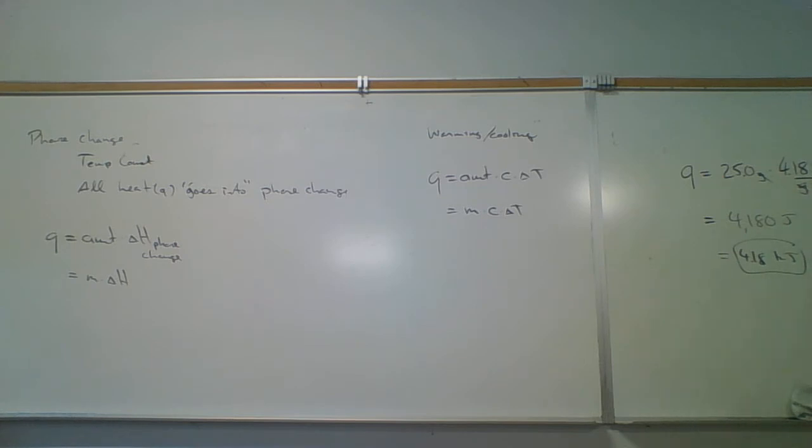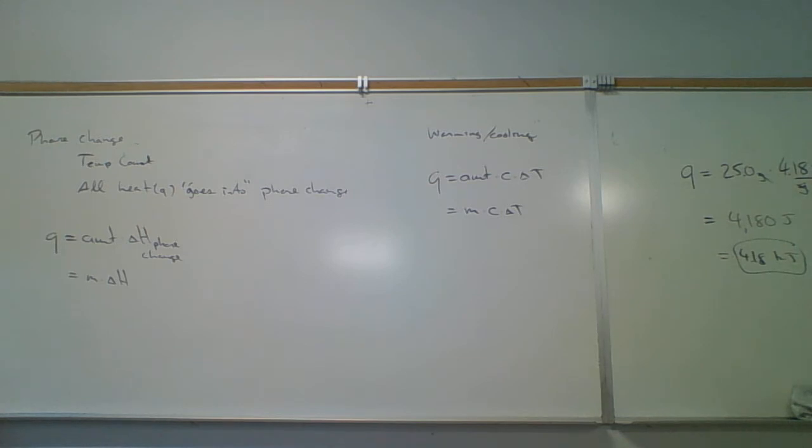Each section of the curve requires a different equation. So if we warm or cool, we use this equation, Q is equal to mc delta T. If we melt or freeze, then we use this equation, Q is equal to m times delta H of fusion for melting, or delta H of freezing for freezing. Delta H of fusion and freezing have the same number, because one's negative, the other is positive. We have to keep track of the sign.